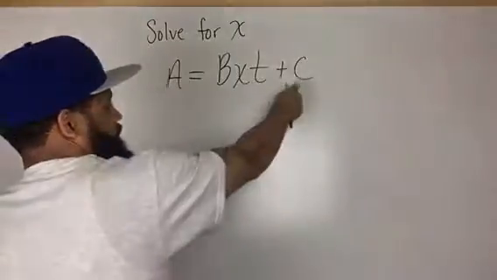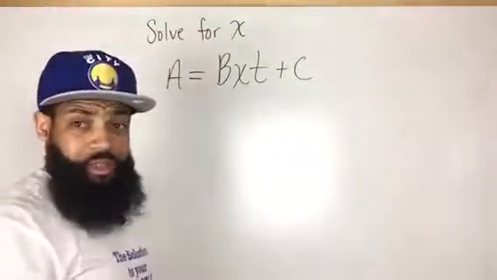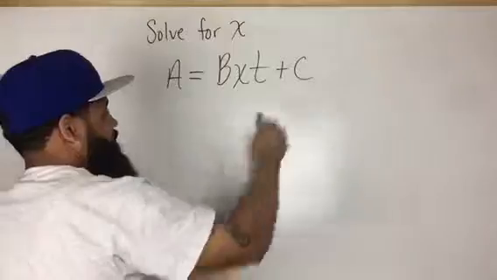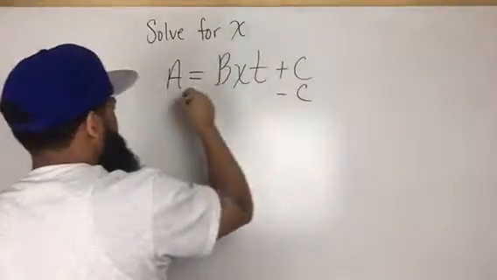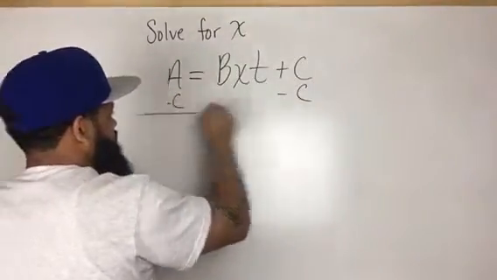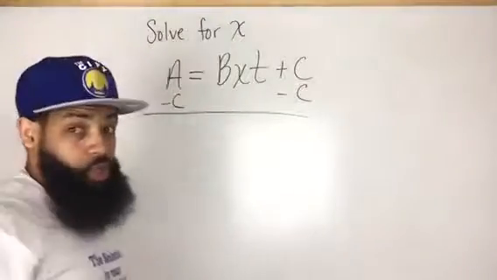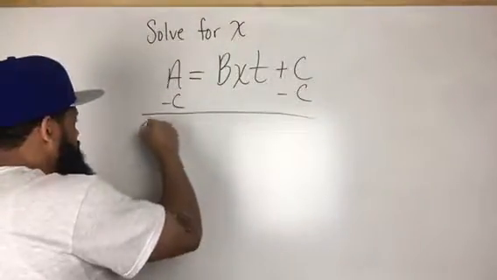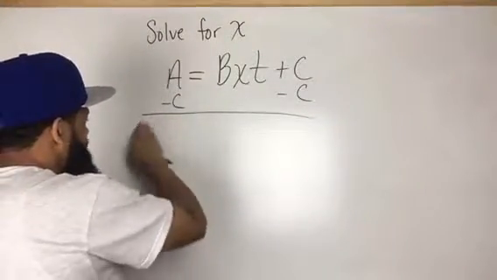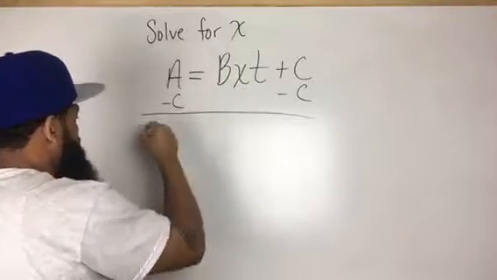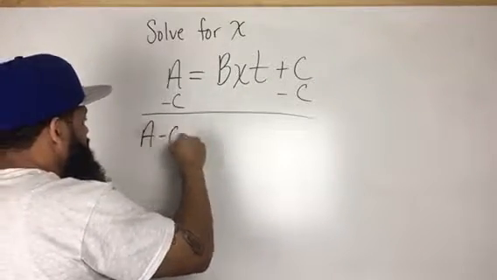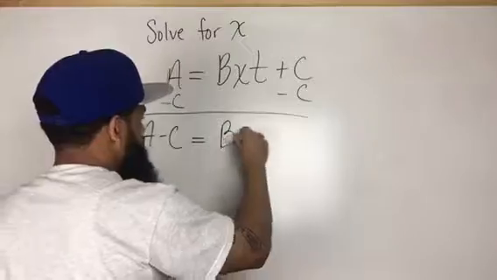Well, c is by itself, and it's using addition, so I want to actually take that c to the other side. So I want to subtract c here, subtract c here. Notice a minus c, they're not like terms, so we're going to separate them. We're going to say a, actually, let me write a capital A, keep it like it is. A minus c is equal to bxt.